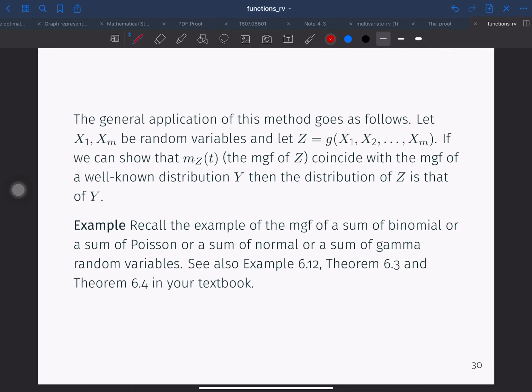So the general application goes as follows. You have a bunch of random variables, X1 to Xm. You have a function of them, Z. If you can show that the moment generating function of Z coincides with that of some well-known distribution Y, then you know that Z has to have that distribution. So we see the moment generating function for a sum of binomials, sum of Poissons, sum of normals, sum of gammas, sum of many things. See also example 6.12, theorem 6.3, and 6.4 in your textbook. So we have seen this technique multiple times.